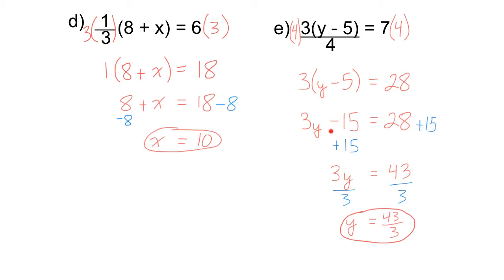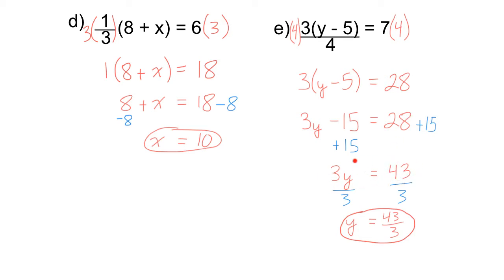Now I need to get rid of this minus 15. So I do the opposite, plus 15. I have to do that on both sides. So minus 15 plus 15, those cancel each other out. I'm left with 3y on the left. 28 plus 15 is 43, so I have 43 on the right.